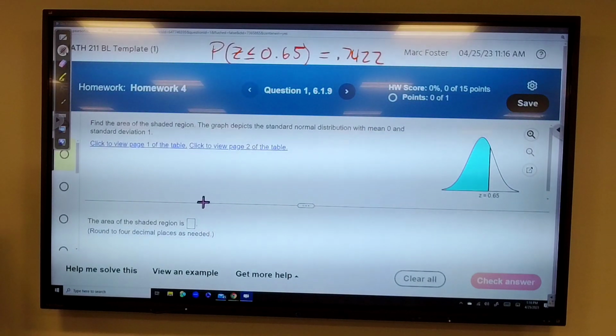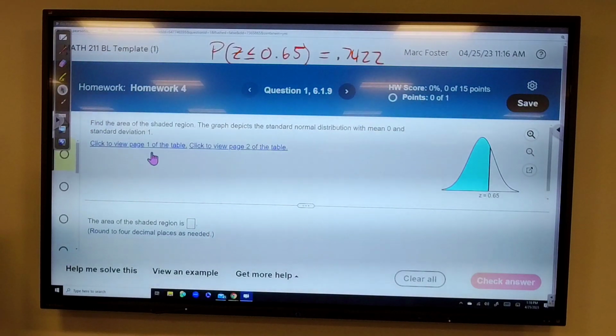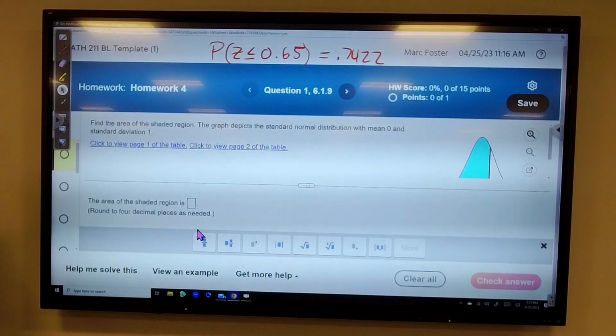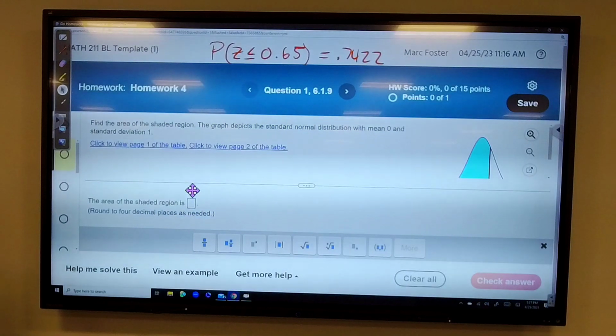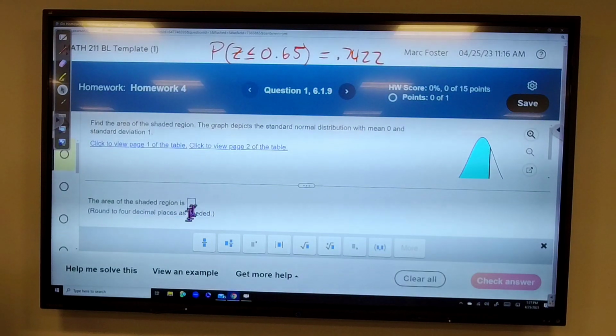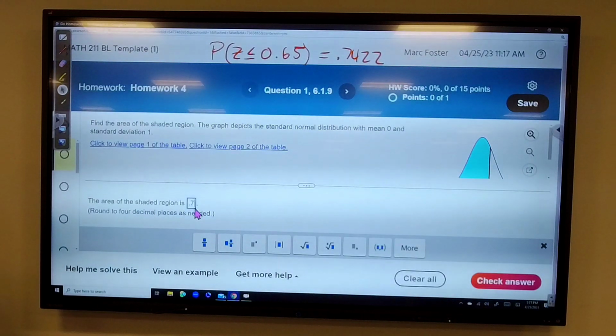Now this homework, all these problems were calibrated so that you could do them with the table or you can do them with the calculator. So I'm going to go ahead and type this number in, and then we're going to pull up the calculator.